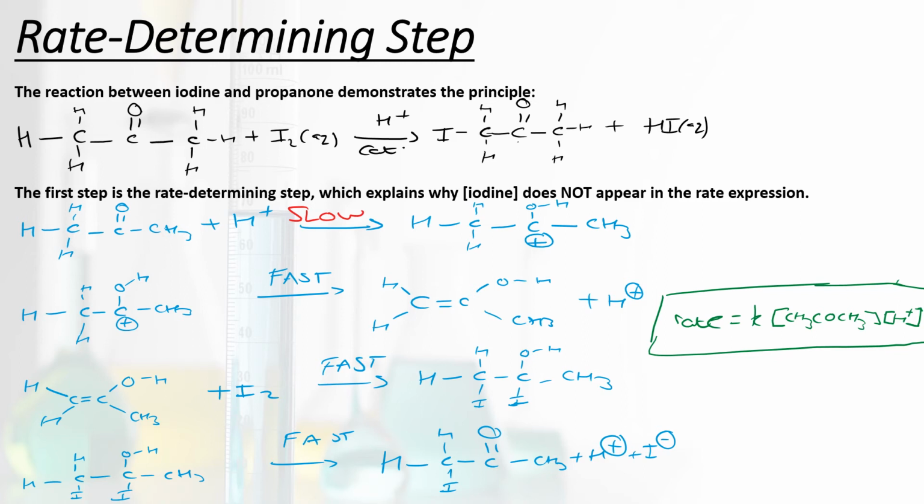Now the first step of this actually is the rate determining step. That first step is the slow step, the protonation of the carbonyl group. And so the key thing is that the iodine doesn't come into play until 2 steps later. The first time we see the iodine is in the 3rd step. And so this explains why iodine doesn't appear in the rate expression, because the iodine comes into the mechanism after the rate determining step. And remember that the species that are in our rate equation must have been either before or during the rate determining step. Hence why we see the ketone, hence why we see the H+, but we don't see the iodine.